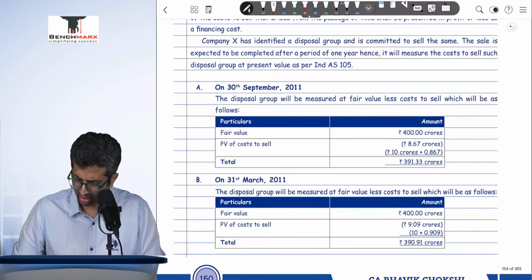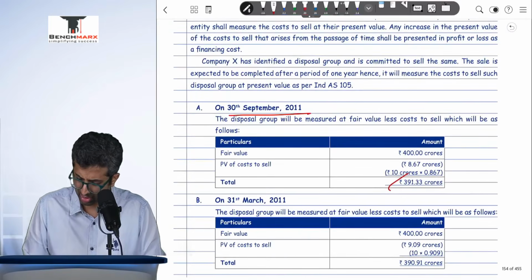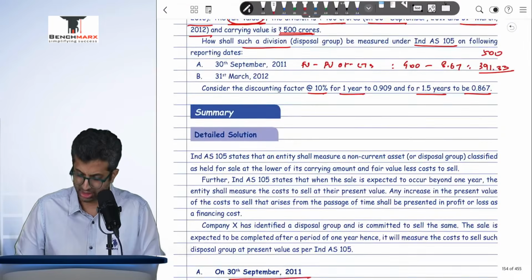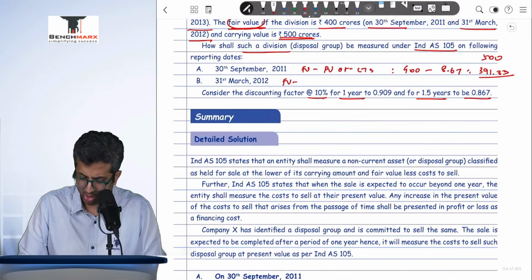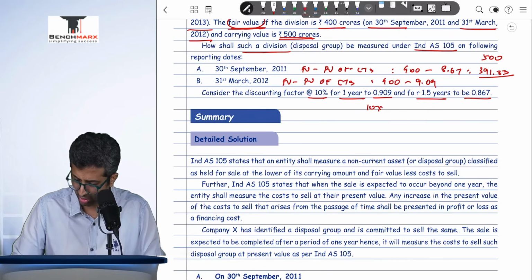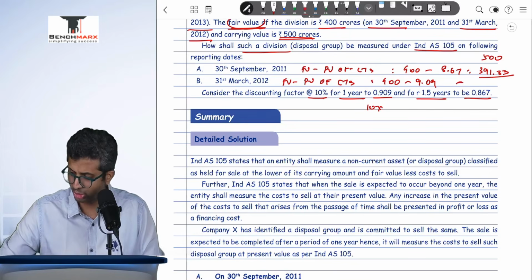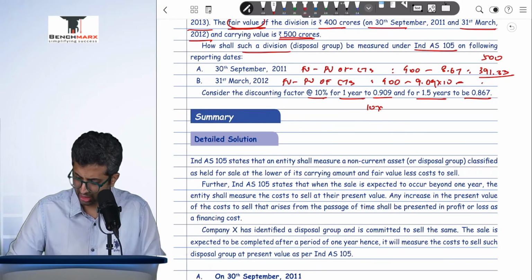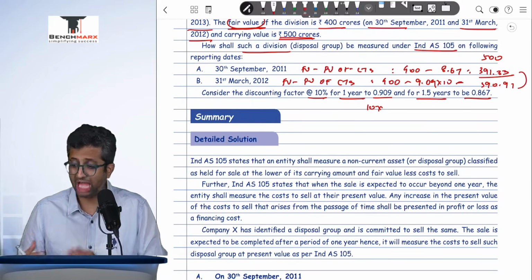So as you can see over there 391.33, and hence on 30th September there will be a write-off to the extent of 108.67. Now later, 1 year later or 6 months later, fair value minus present value of cost to sell will now be 400 minus, let's say, 10 into 0.909, so this is 400 minus 9.09, this is 390.91.